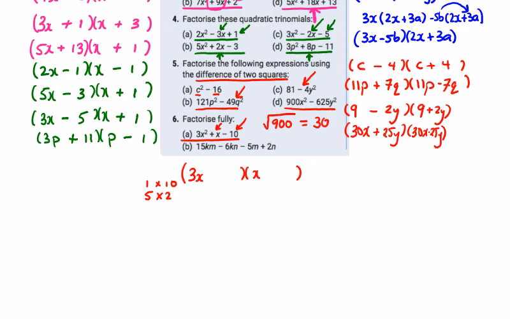So try all the highest numbers first. If I put 5 here, I'm going to get 15, and I can't get back to 1. So it looks like 2 needs to go here, and 5 needs to go here to give me 5x and 6x, which can get back to x, plus 6x minus 5x.